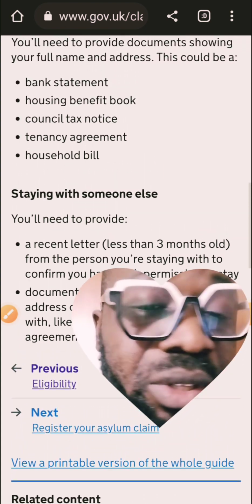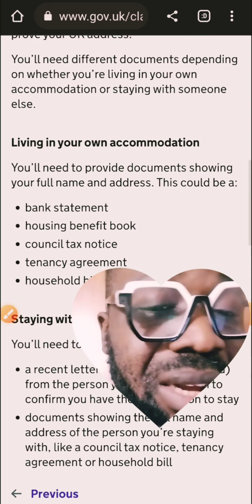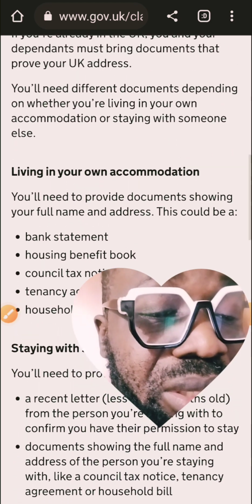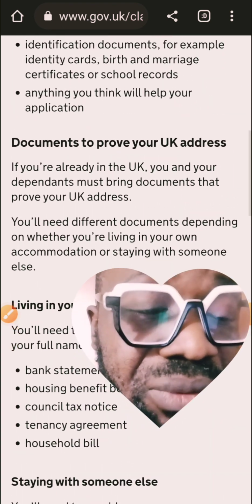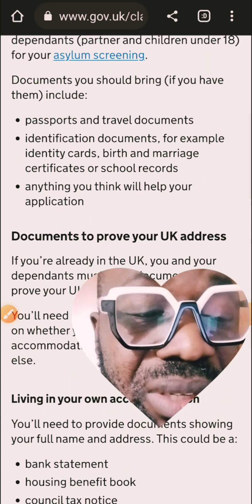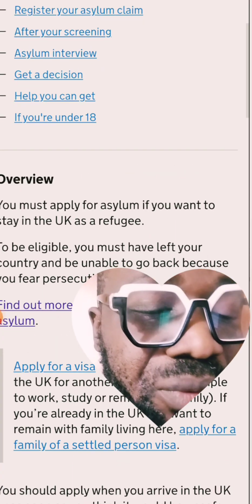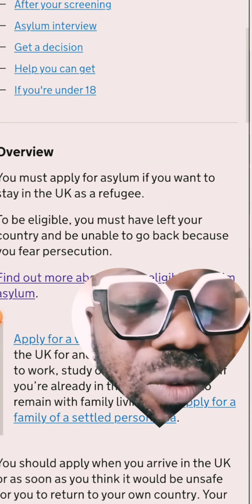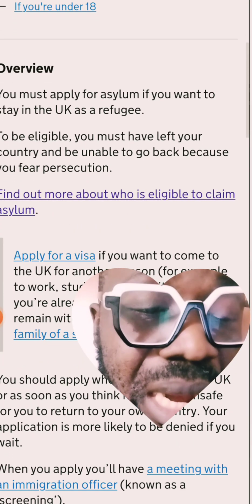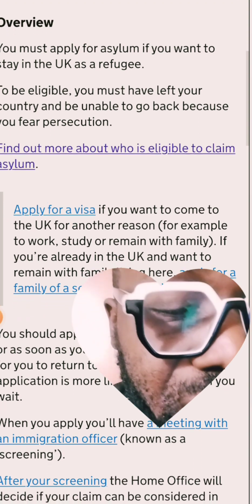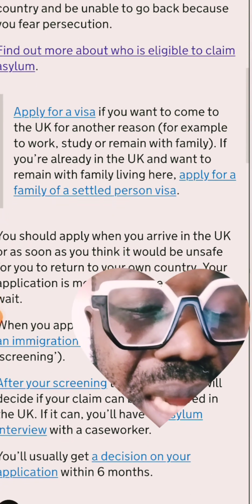And document to prove your UK address. You must be in the UK. You must show that you're in the UK already, and that you have an address. If you're already in the UK, you and your dependents must bring documents that prove your UK address. You will need different documents depending on whether you're living in your own accommodation or staying with someone else in the UK. You will need to provide documents showing your full name and address. This could be your bank statement, housing benefit schedule, council tax notice, tenancy agreement, or household bill.